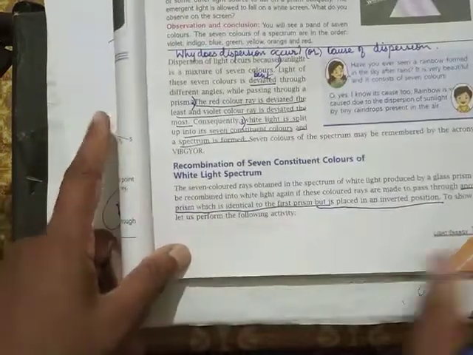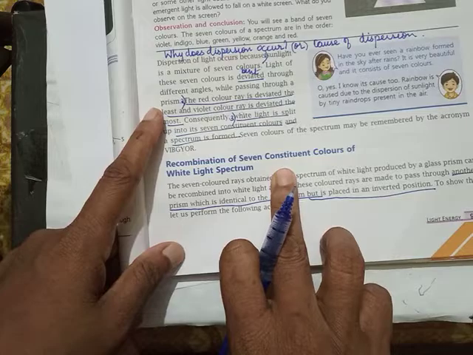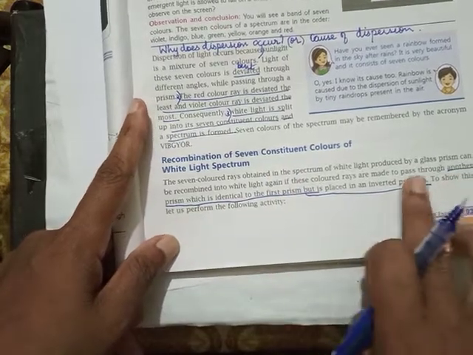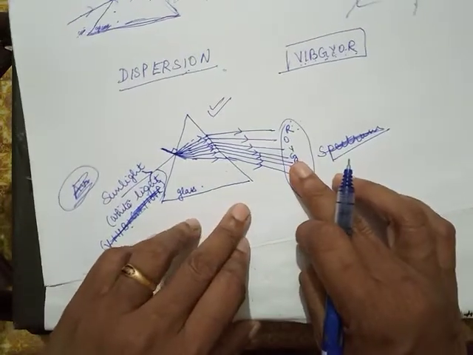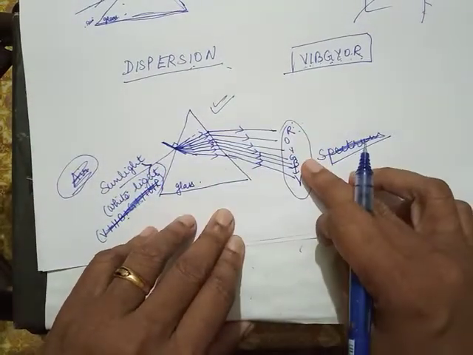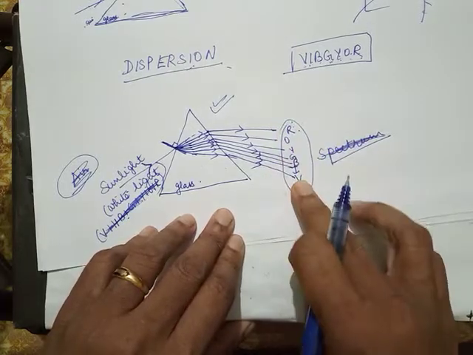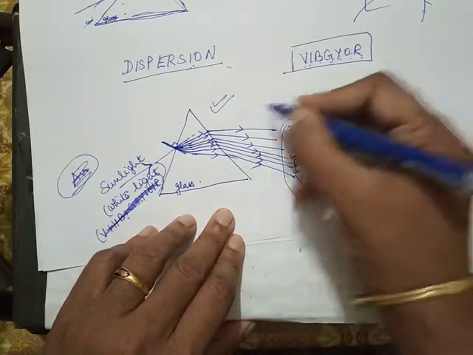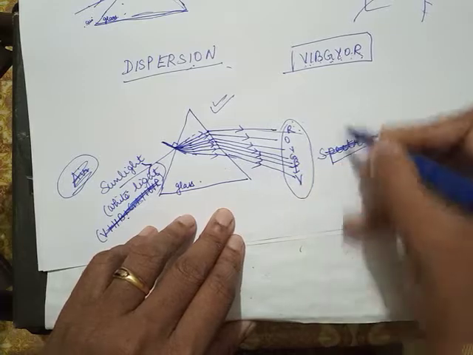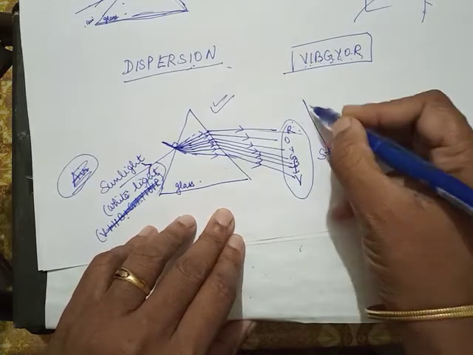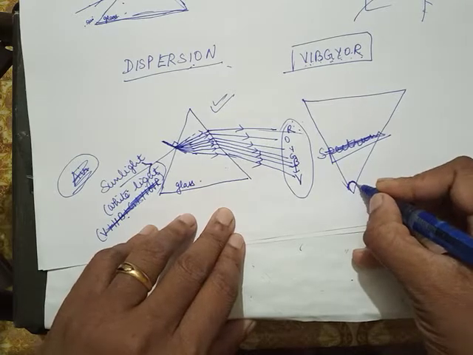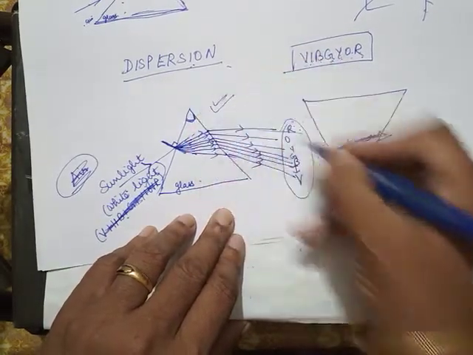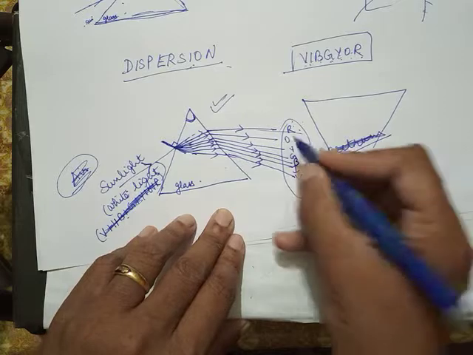Now the last part is recombination of the 7 constituent colors. Okay. So now what happens? Now like this, through this prism, there are 7 colors produced. Now what I'm going to do, I'm going to make these 7 colors hit another prism. But that prism is kept upside down. In the sense, here the angle of the prism was at the top. Here the angle of the prism is at the bottom.